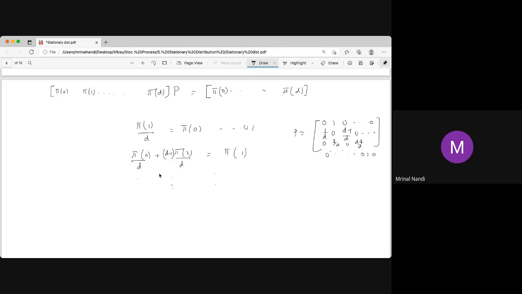Okay, next equation will be pi 1 with 2, then 2 by d plus d minus 2 pi 3 by d is equal to pi 2. So for a large number of stages, this solution will be complicated. Rather, it may not be possible by hand. So you need some software to solve this equation.